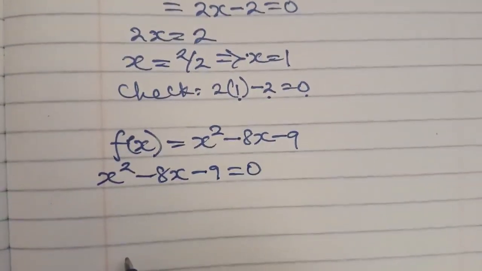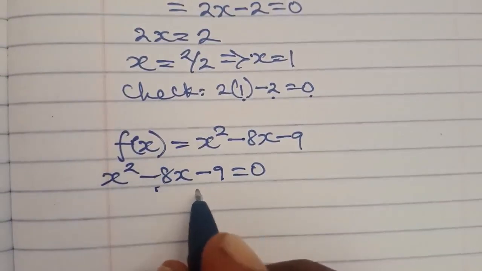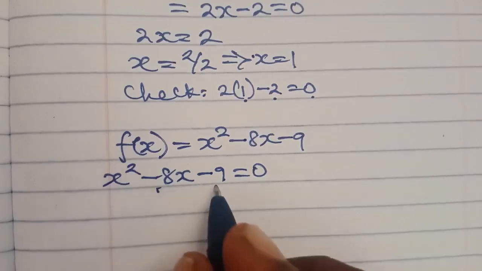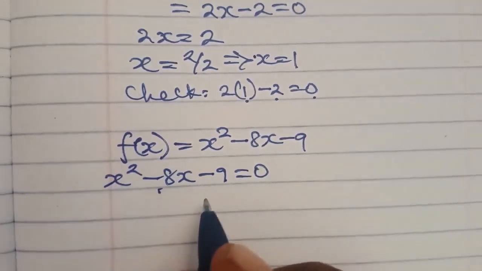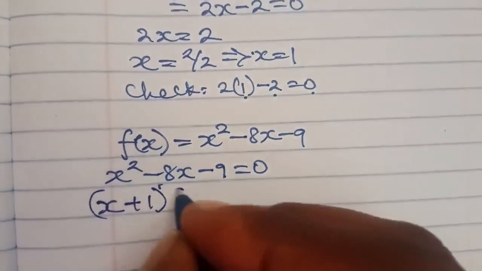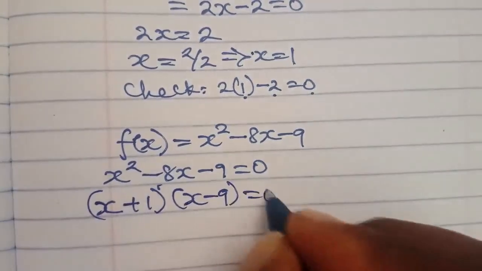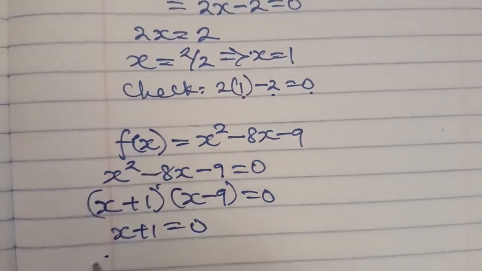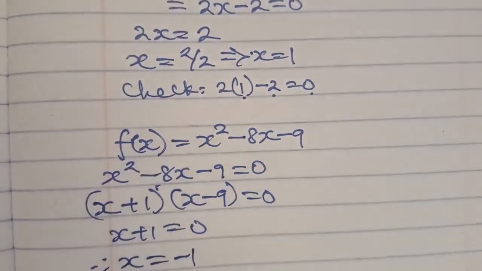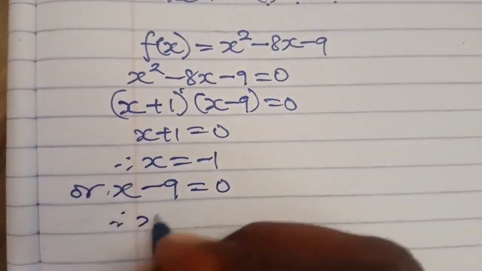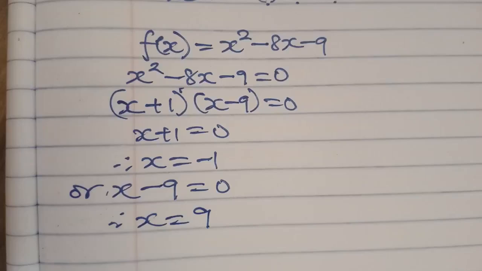Since we equated it to 0, we can now factorize. What are the two numbers that when we add them together give us negative 8, and when we multiply them together give us negative 9? Those numbers are plus 1 and minus 9. So we can say x plus 1 and x minus 9 equals 0. Therefore, x plus 1 is 0, which means x is equal to negative 1. Or x minus 9 equals 0, therefore x equals positive 9.